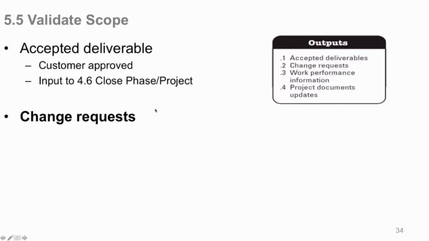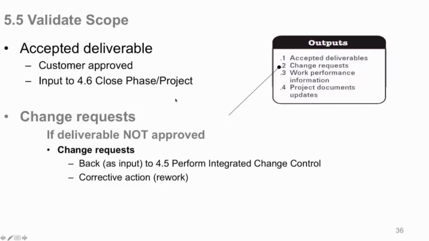Accepted deliverable. Now, if things go wrong, change requests are, of course, appropriate. If the deliverable is not approved, you issue change requests. It goes back into Perform Integrated Change Control. You make your corrective action. The downside there is it's going to cost you some penalties in time and rework costs, and again, your image with the client. You don't want to have them lose confidence in your ability to manage this project according to the scope baseline.